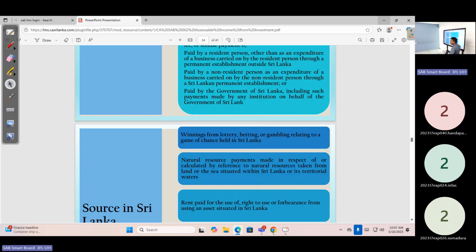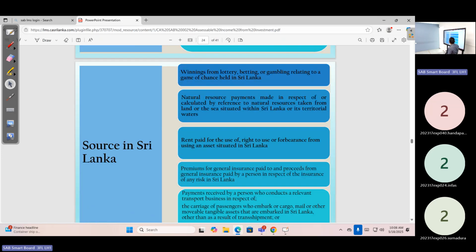Natural resource payment is for resources in Sri Lanka. So, we must define what is Sri Lanka. Natural resources taken from land, or sea, seabed, it's territorial waters. Sri Lanka's territorial waters. Right.